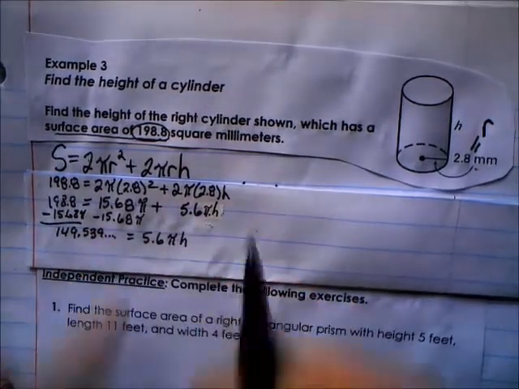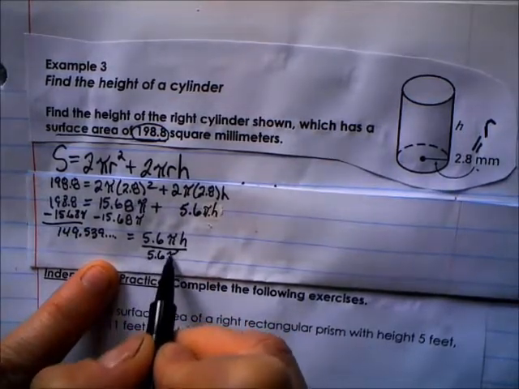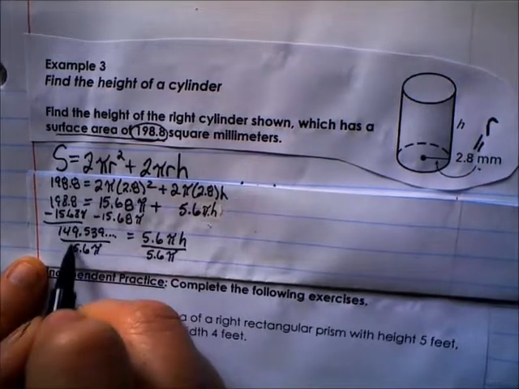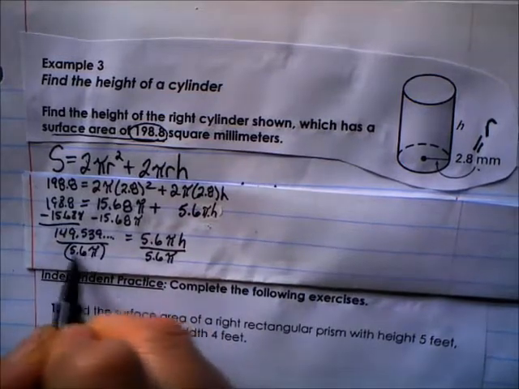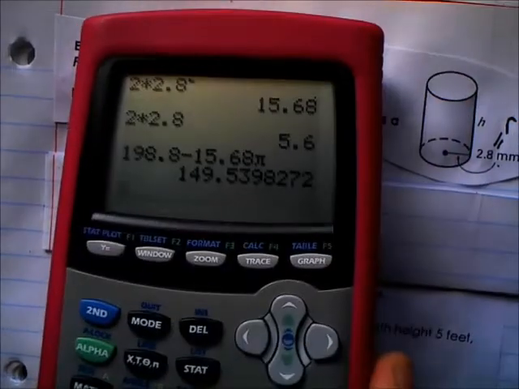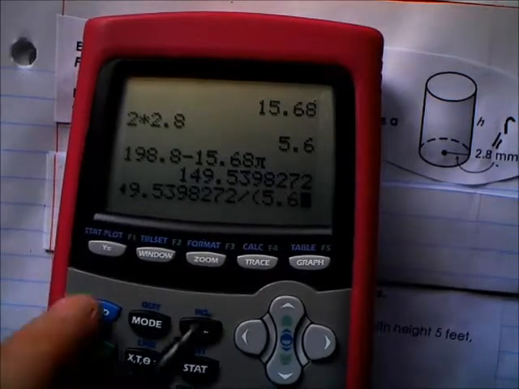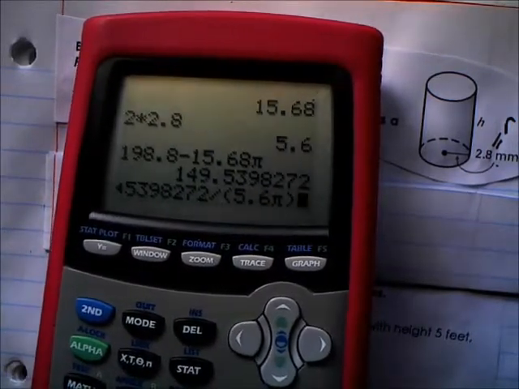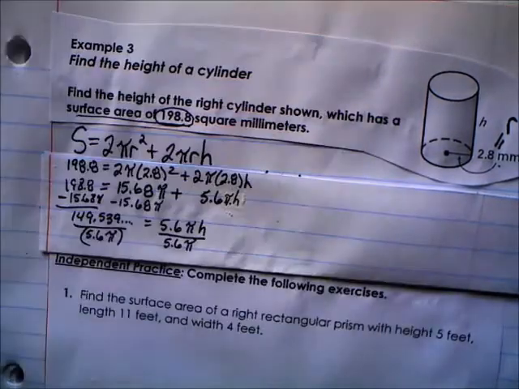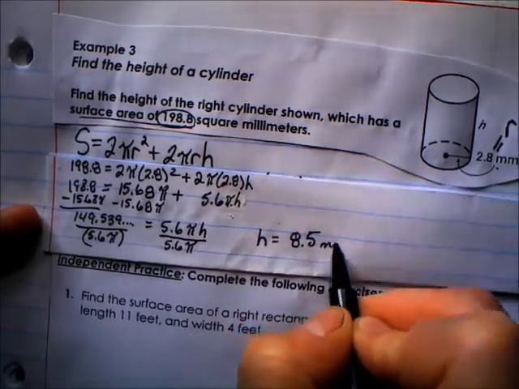5.6 pi h. To get h by itself, I'm going to divide this by 5.6 pi. Now, it's on the bottom, so I'm going to put this bottom in parentheses so it'll divide this entire denominator into the numerator. So in my calculator, I'll have that number divided by, in parentheses, 5.6 pi, and close my parentheses. When I push enter, I end up with 8.5. So my height is 8.5 millimeters.